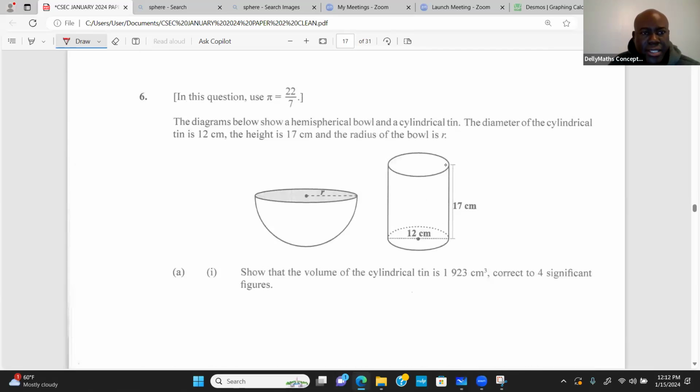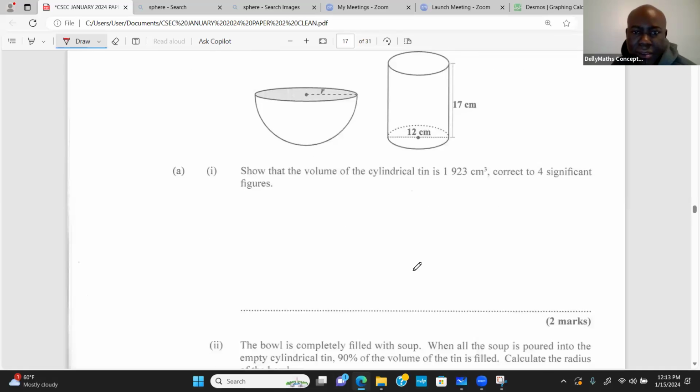So number 6 is a measurement, and it reads, the diagram below shows a hemisphere. A hemisphere is half of a sphere. So a hemispherical bowl and a cylindrical tin. The diameter of the cylinder is 12 centimeters. The height is 17. The radius of the bowl is R. We're asked to show that the volume of the cylindrical tin is 1,923 cm cube, and to give our answer correct to 4 significant figures.